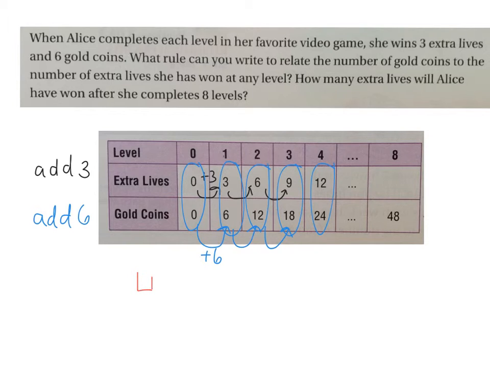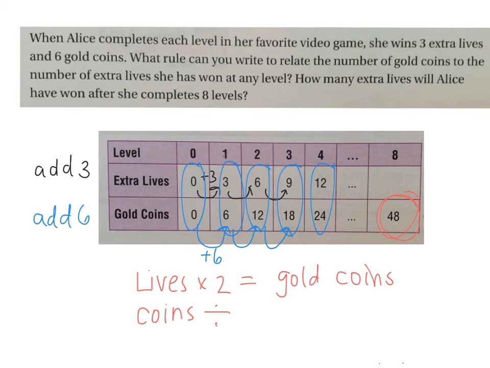Multiply what by 2? The extra lives by 2. Yeah, lives times 2 will equal what? Gold coins. What if I want to go the other way around? What if I have the number of coins, but I want to figure out the number of lives you would get? Thomas? The gold coins divided by 2. Yeah, coins divided by 2 will equal lives. So since we know that that's the rule, if at level 8, Alice will get 48 gold coins, how many extra lives will she have? Tanvi? 24. 24, very good. Okay.